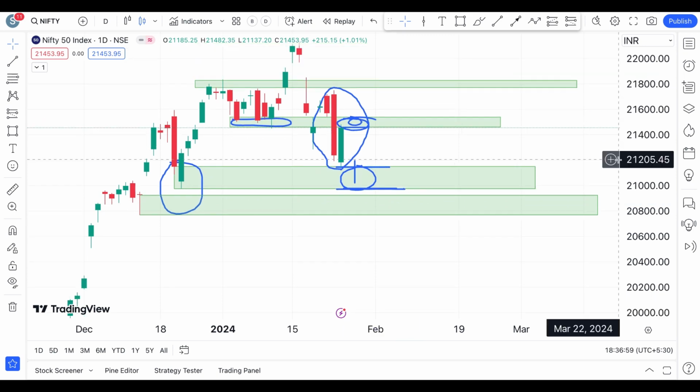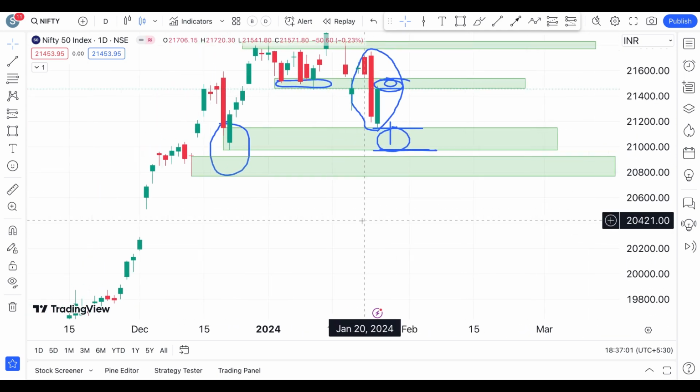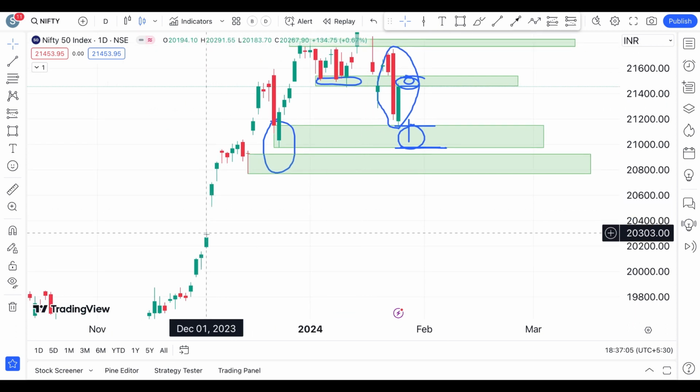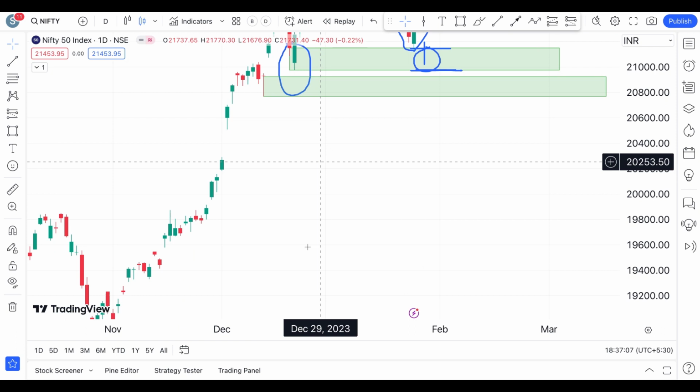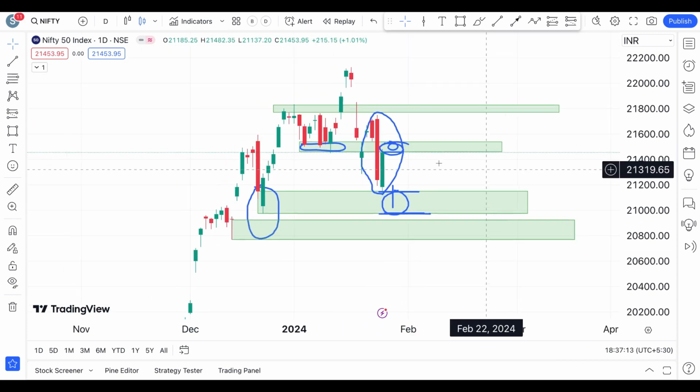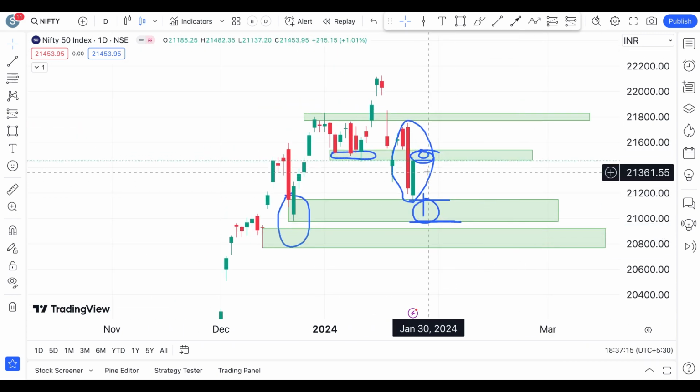Otherwise, if that crosses, then again we have more areas which are important, because this also is looking like a gap, but the next swing low is very, very far towards the downside. So let's see how the Nifty is going to deal with all these levels in the coming days.